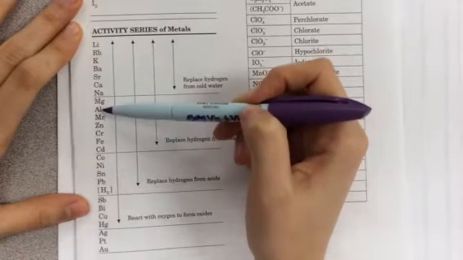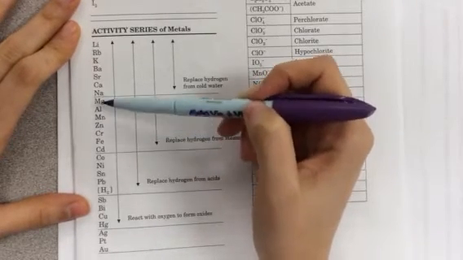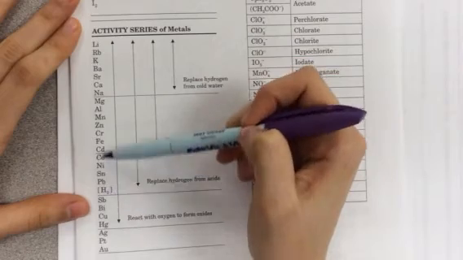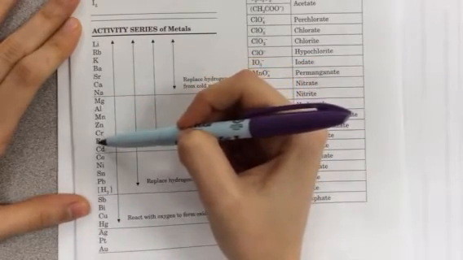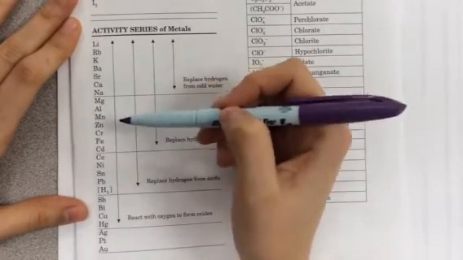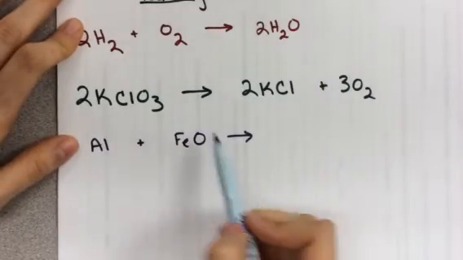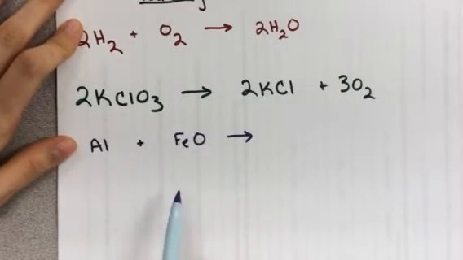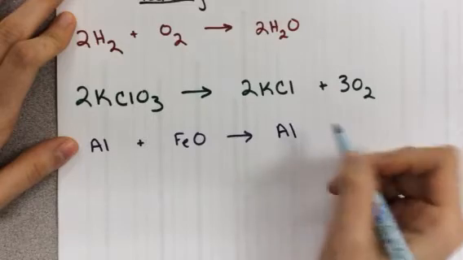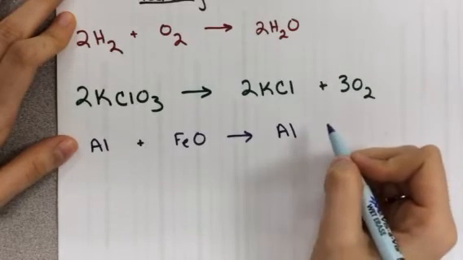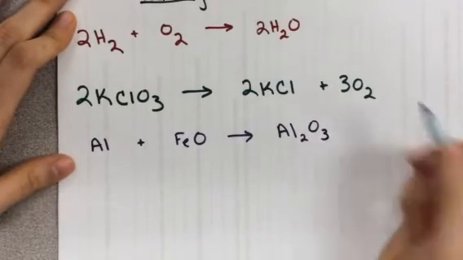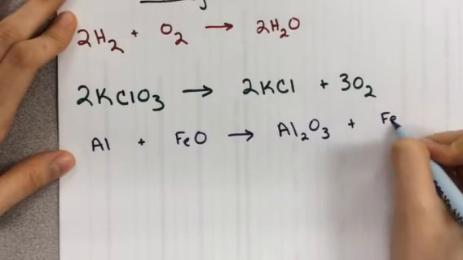Now, whichever one is doing the replacing has to be above the other. So since aluminum is above iron on this activity series, that means it is more reactive than iron, meaning it does have the ability to scooch iron out of its place and bond with oxygen rather than leaving iron be. So what's going to happen now is you're going to have aluminum oxide, and remember, aluminum has a +3 charge, oxygen has a -2, so you're going to have aluminum oxide like this, and iron.